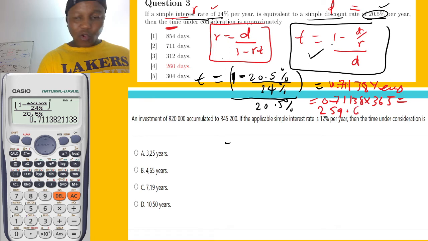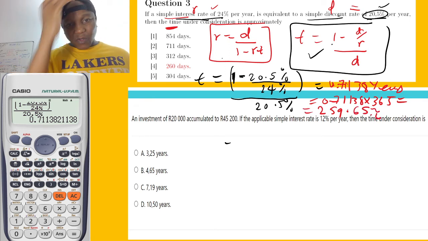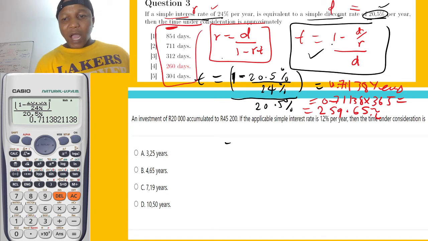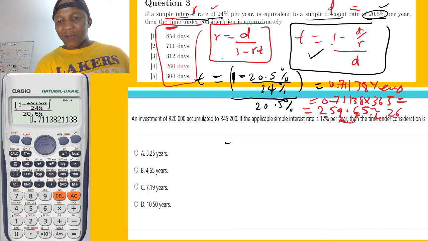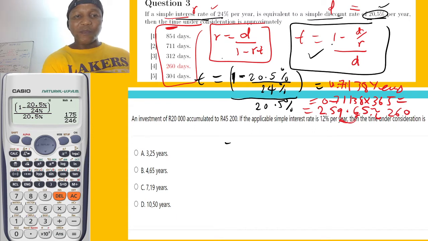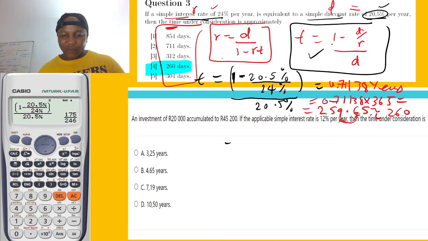When you multiply by 365, this is going to give you 259.65. But when you approximate this, because here we don't have decimal places, this 6 is more than 5, so it's going to make it 260. So then it's going to be option number 2. Okay, so question number 1, we're done already. Let's go to question number 2.